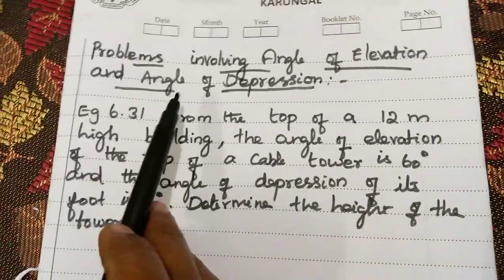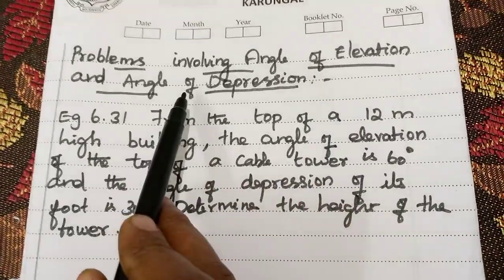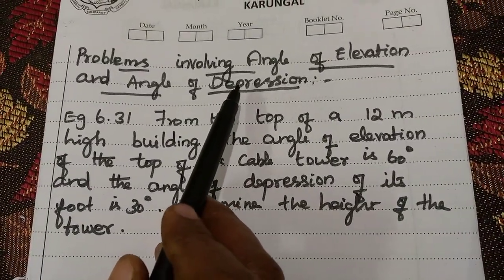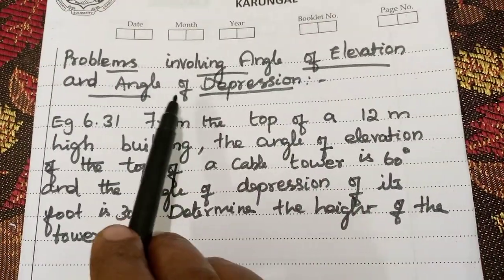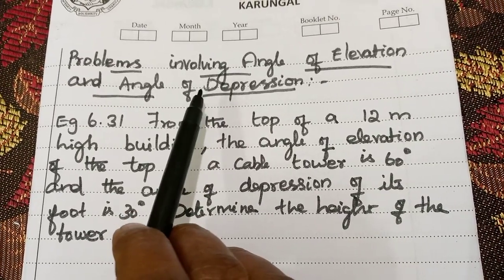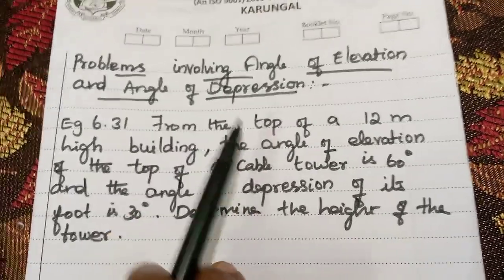Next we are going to learn the problems involving angle of elevation and angle of depression. In exercise 6.2, only angle of elevation is given, and in exercise 6.3, only angle of depression is given. Here, in the next exercise 6.4, both angle of elevation and angle of depression are given.